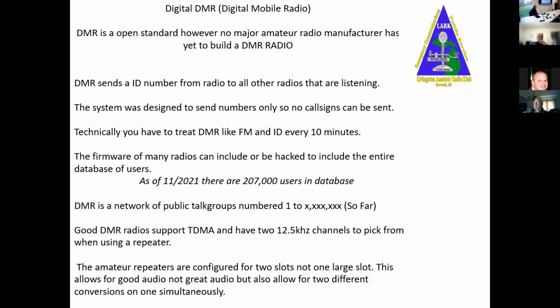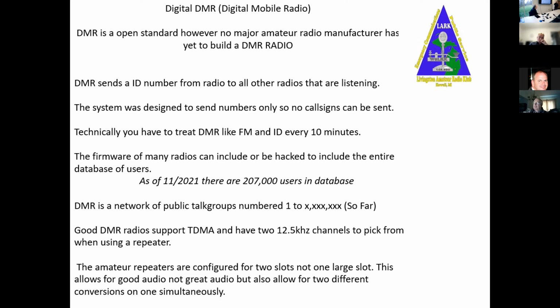DMR as a network has what we call talk groups. Your 7-digit number that is unique to you, or 6-digit, depending on how long you've been in DMR, that number is a talk group. It's your talk group. It is your number unique to you. So the public ones are 1 through 10,000. I've got some slides on it that will explain this. We get deeper as we go.